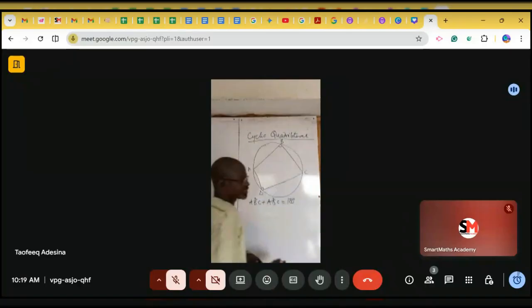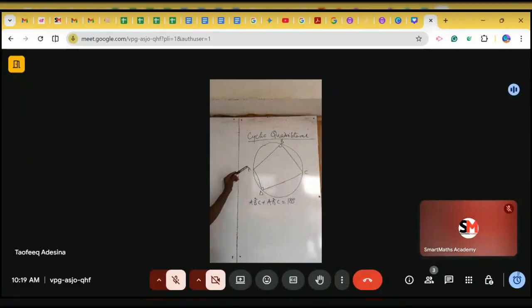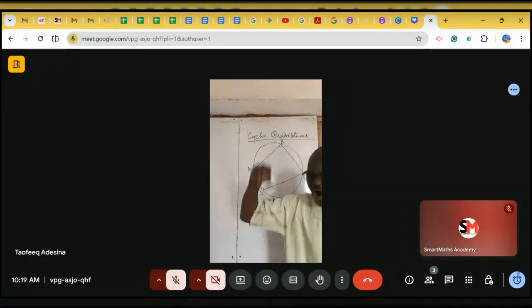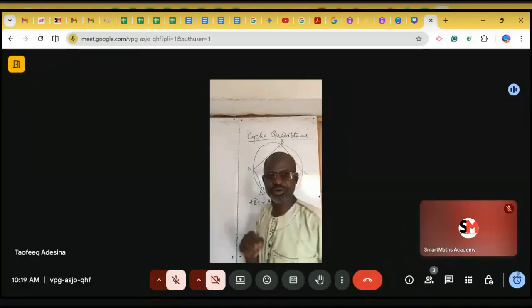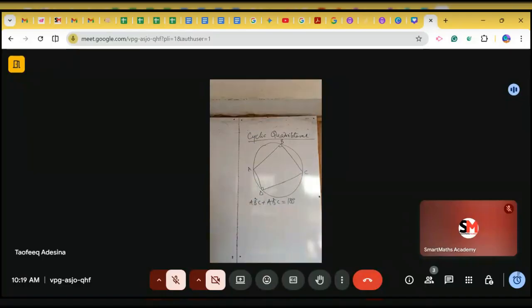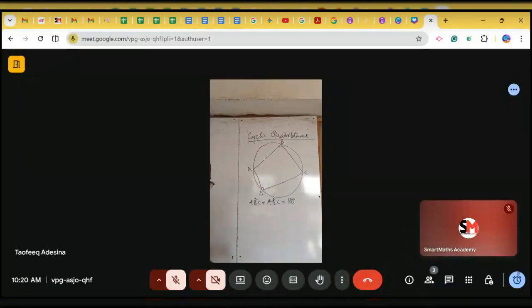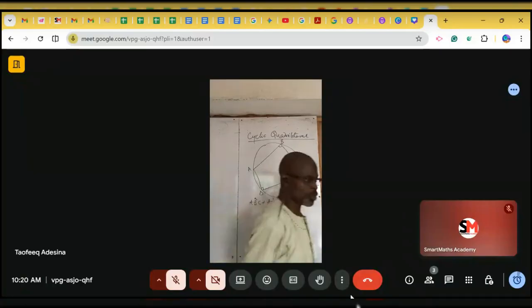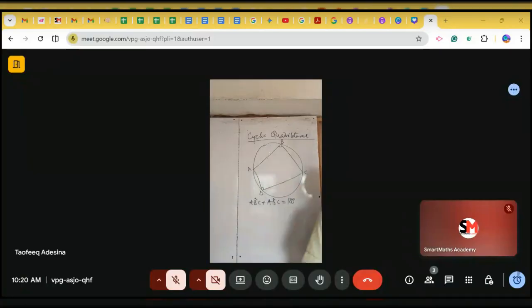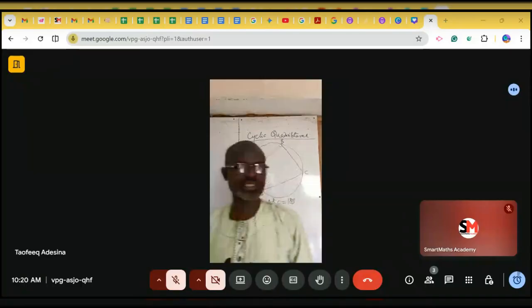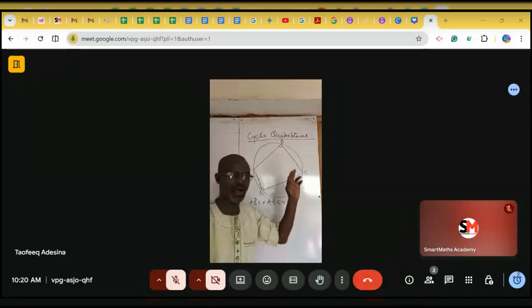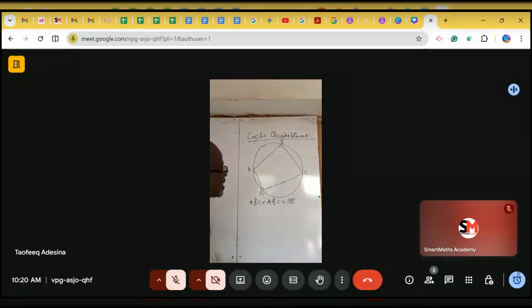Cyclic quadrilateral. Cyclic in the sense that what? All the four angles are on the circumference. Please don't make that mistake. All the four angles must be on the circumference before you call it a cyclic quadrilateral. You have to take note of that. If one of the four angles is not touching the circumference, that means it's not a cyclic quadrilateral. Whenever you want to draw a cyclic quadrilateral, you must make sure that all the four angles are on the circumference. Then we refer to that one as a cyclic quadrilateral.